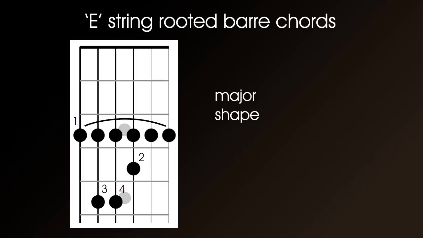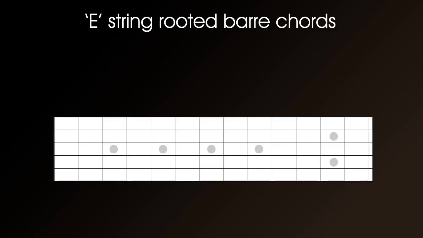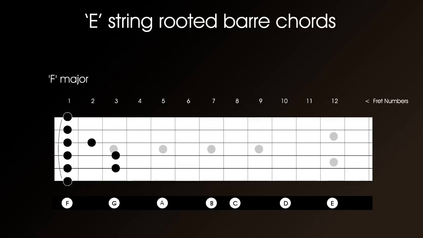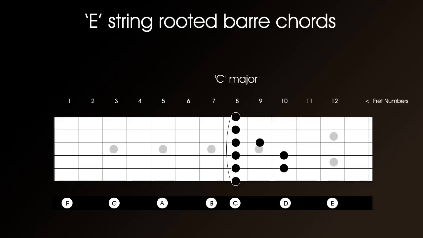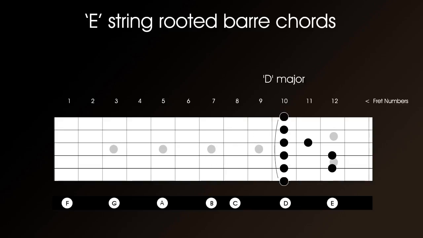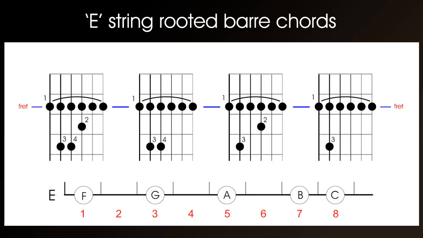E-string rooted bar chords are so called because the root is on the E string. The root of a chord is the note that gives the chord its name. By moving these chord shapes up and down the neck of the guitar, they become different chords. The name of the chord is determined by which fret you play the chord in. So, by memorising these 4 chord shapes and memorising the names of the notes on the E string, the E-string rooted bar chord can be used to find at least 50 chords at this stage of guitar playing.